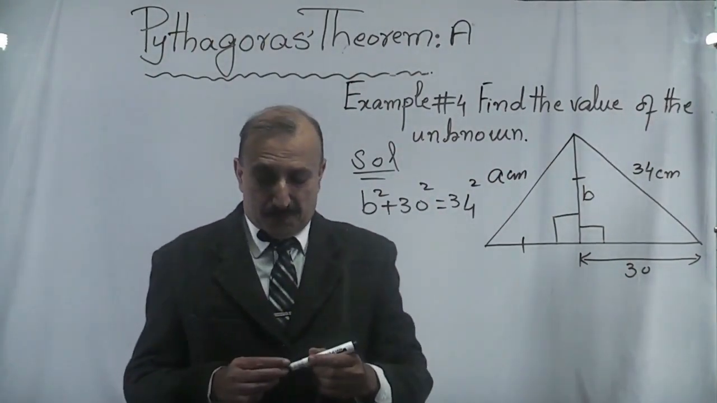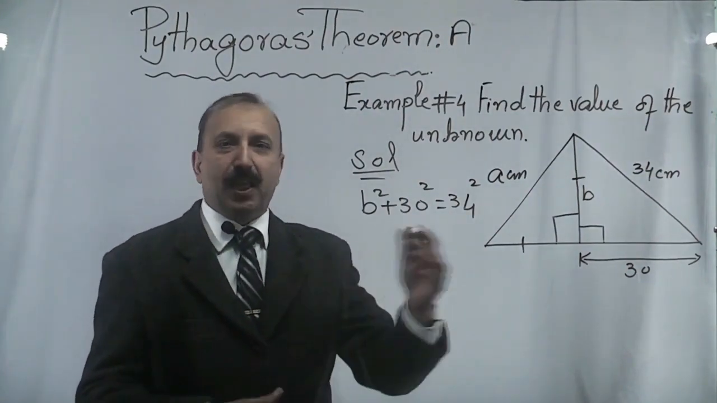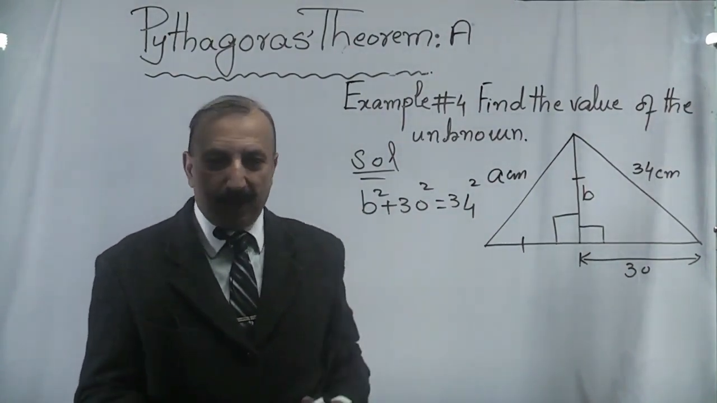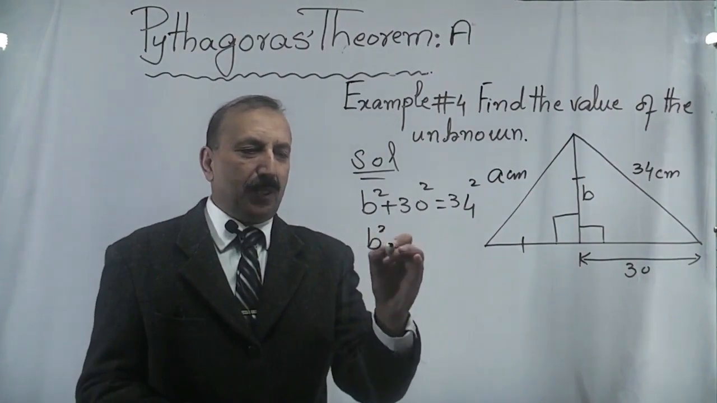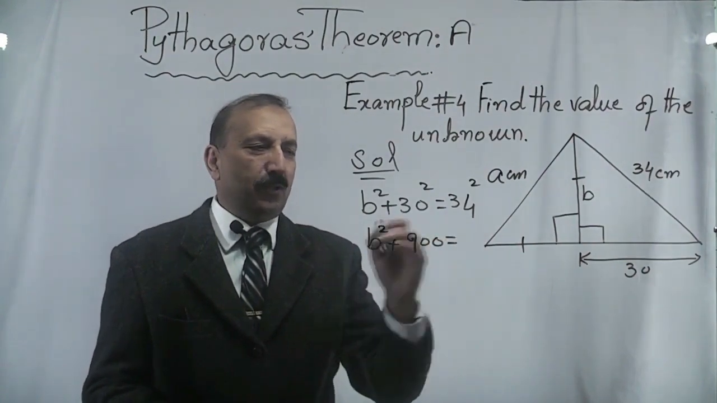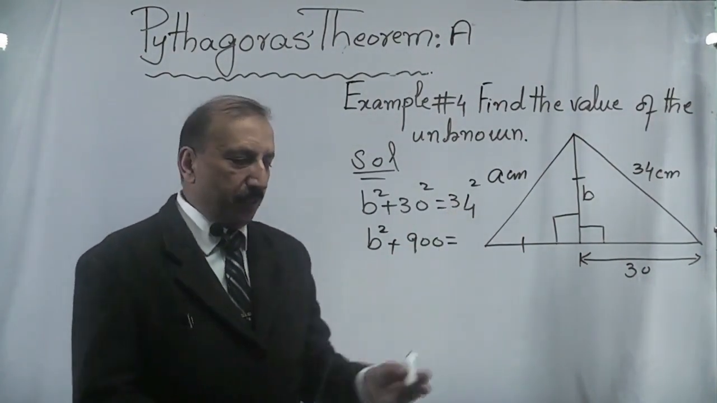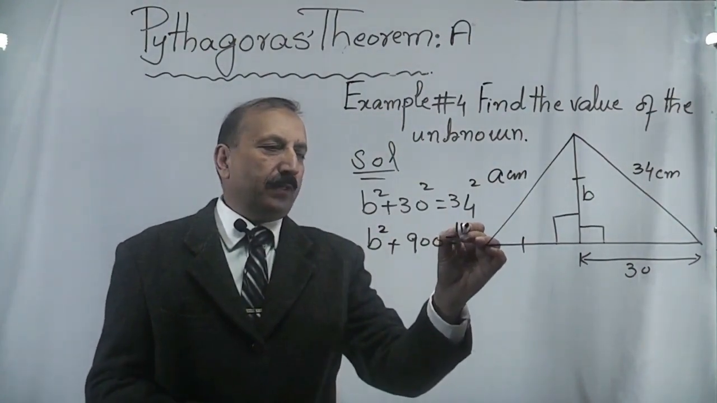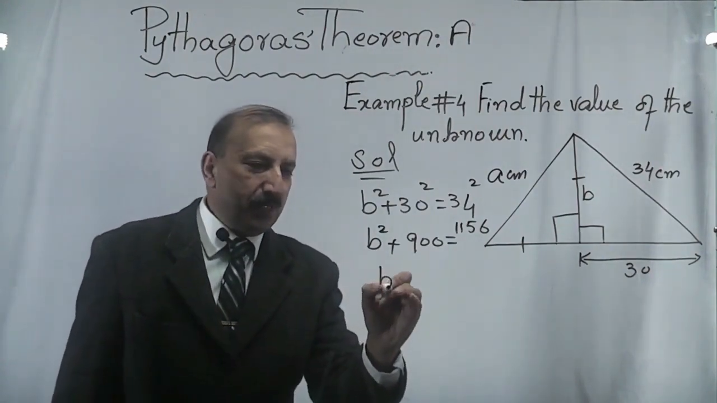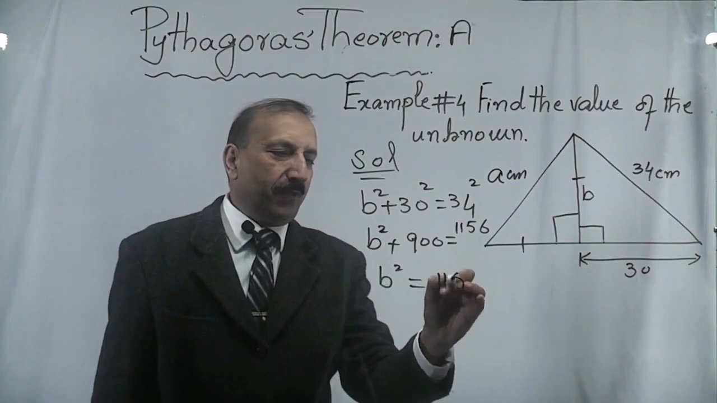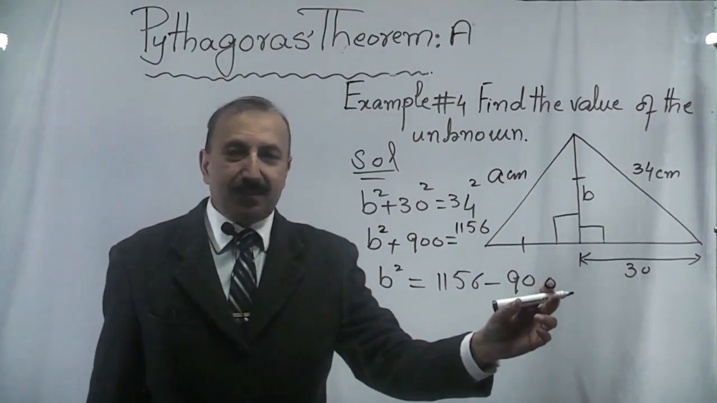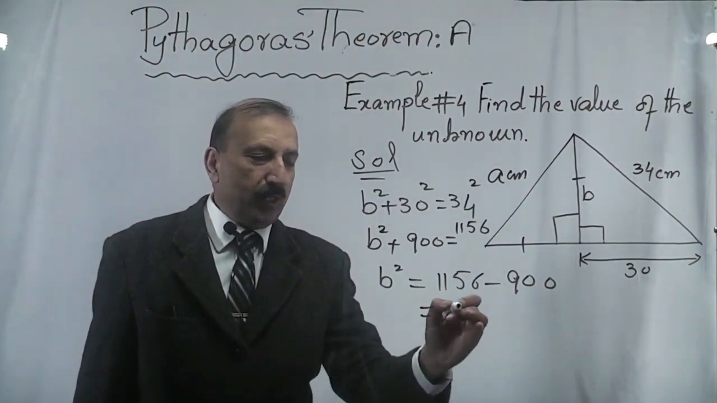Now, if you have learned the perfect squares, they will help you up to a certain limit. But after that, you can use a calculator. So b squared plus this 30 squared, which is 900, is equal to the square of 34, that is equal to 1156. Let's simplify for the value of b. B squared will be equal to 1156 minus 900, and when we subtract 900 from this, we will get 256.